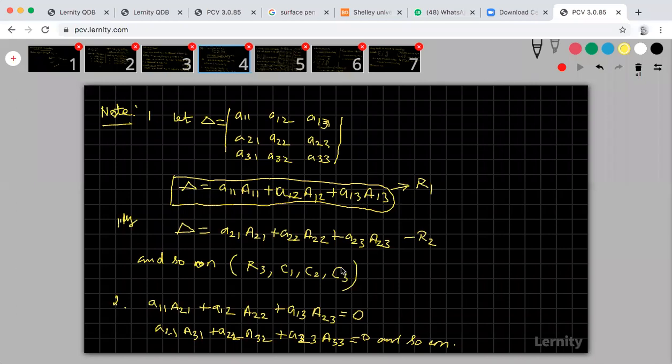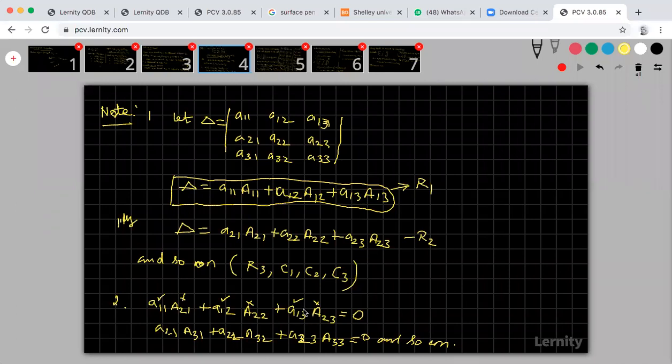The second note is, look at that. In note number 1, the corresponding elements and its cofactors are multiplied. But in the second note, the elements are the first row elements, but I am multiplying by the second row cofactors. Look at that, these are the cofactors of the second row elements. Therefore this result gives 0. What is the result? I am reading the result.